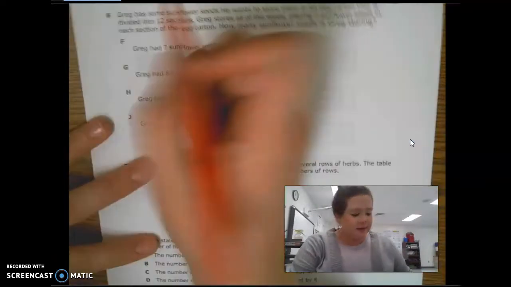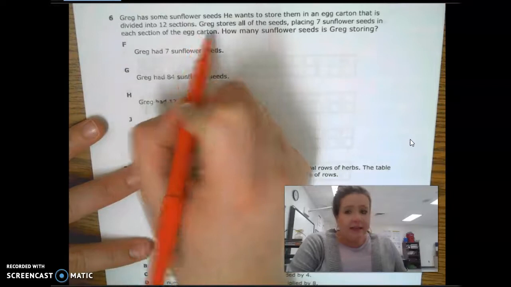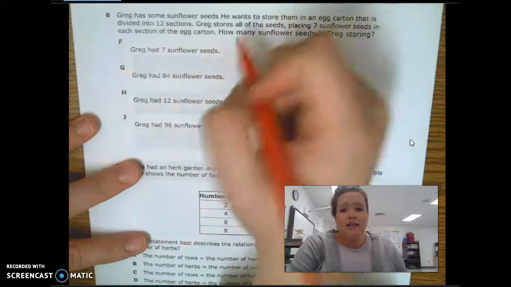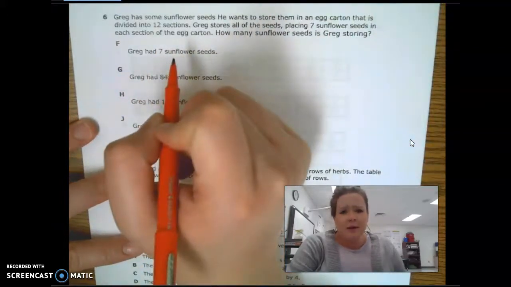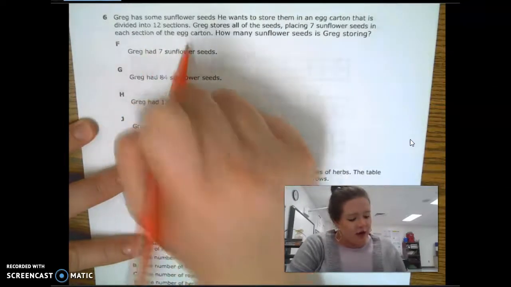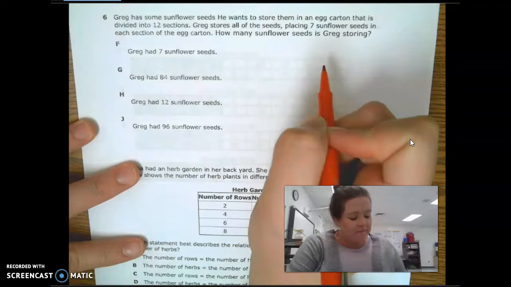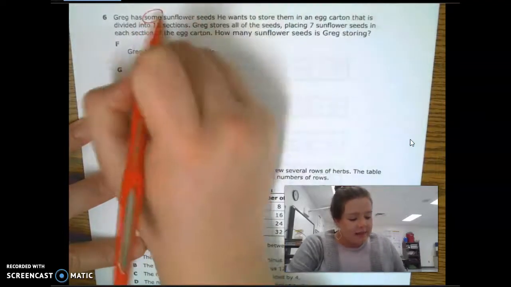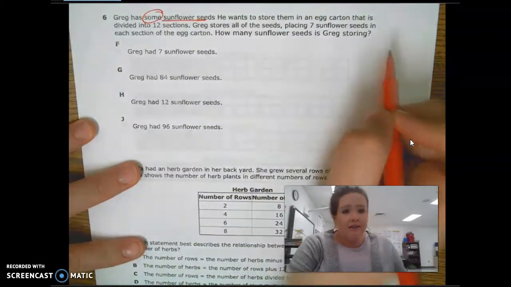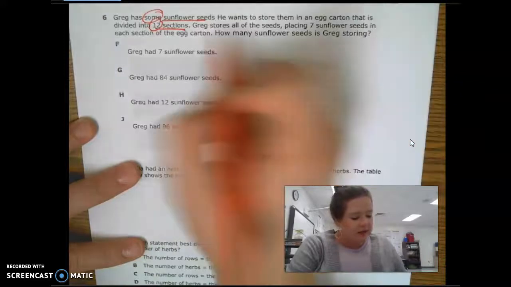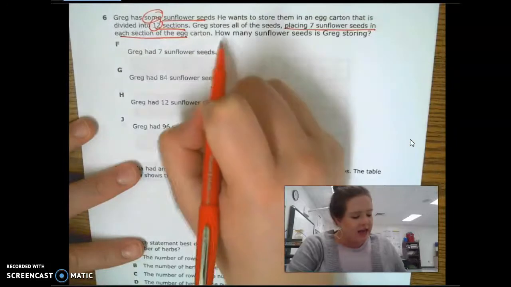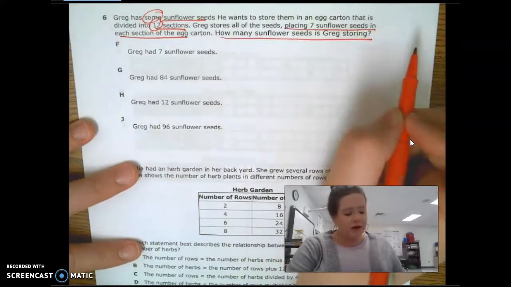Number 6, Greg has some sunflower seeds. He wants to store them in an egg carton that is divided into 12 sections. Greg stores all of the seeds, placing 7 sunflower seeds in each section of the carton. How many sunflower seeds is Greg storing?